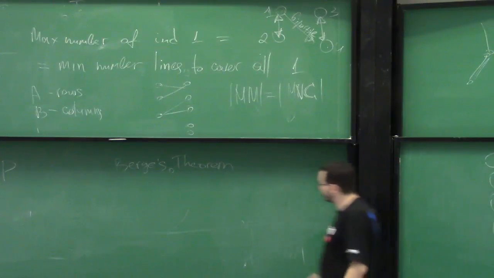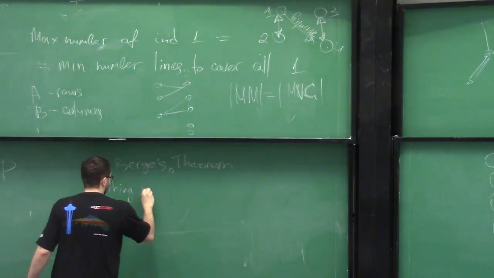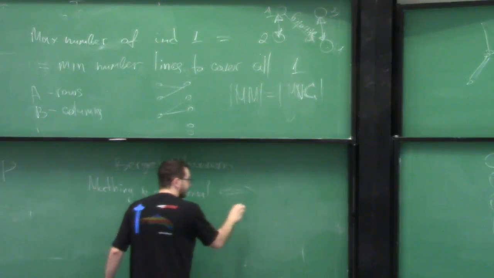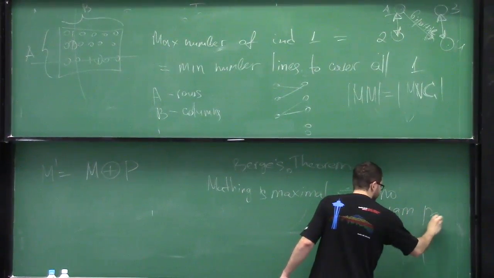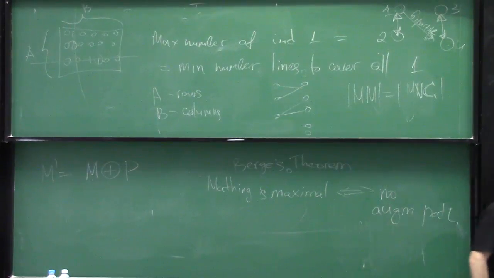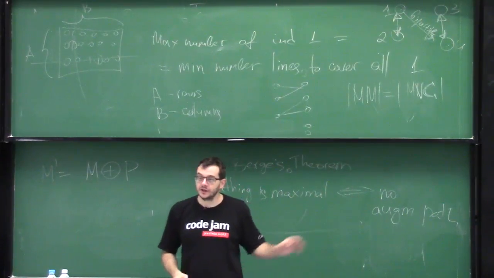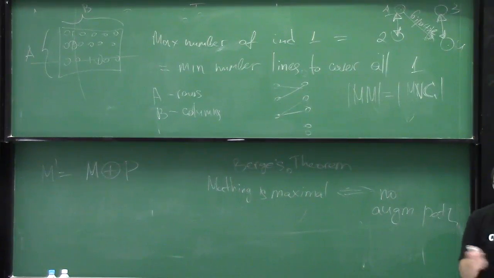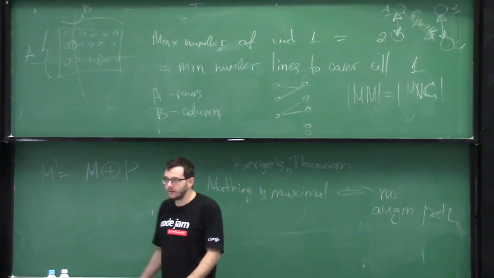Matching is maximal if and only if no augmenting path exists. It is easy to see that, and we already did it in one direction, but what about the other direction? It is also easy to prove.